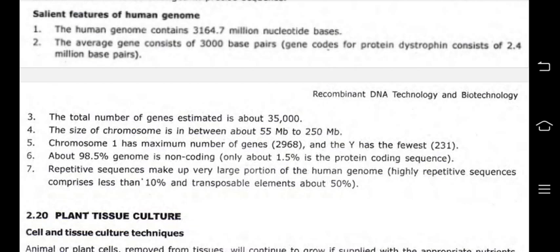About 98.5% of the genome is non-coding, with only about 1.5% being protein coding sequence. Repetitive sequences make up a very large portion of the human genome. Highly repetitive sequences comprise less than 10% and transposable elements about 50%.